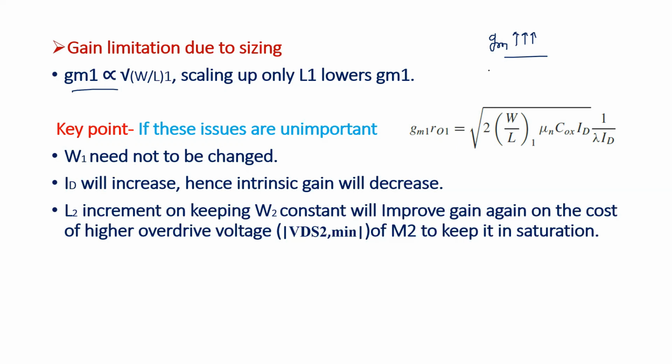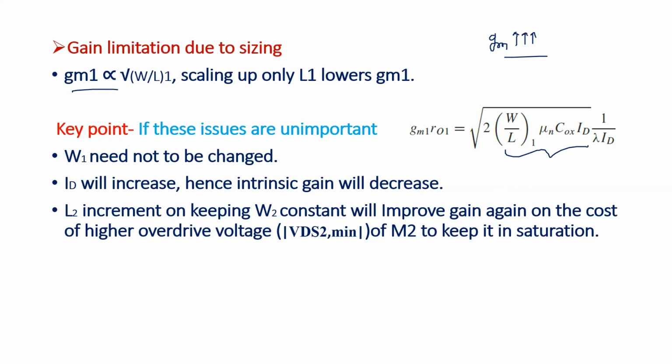So these are a few points about the sizing of the device, where we are affecting our gain and our swings. So we cannot increase or decrease the sizing without any kind of good calculation. So here I mentioned the key point: if these issues are unimportant, then intrinsic gain is defined like this. gM and r0 are defined like this in terms of sizing.